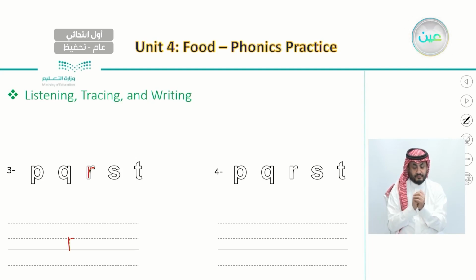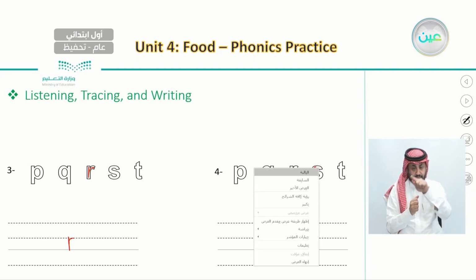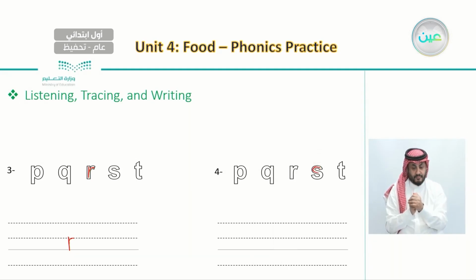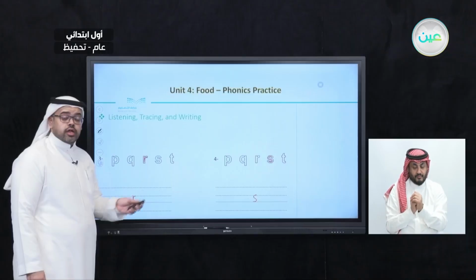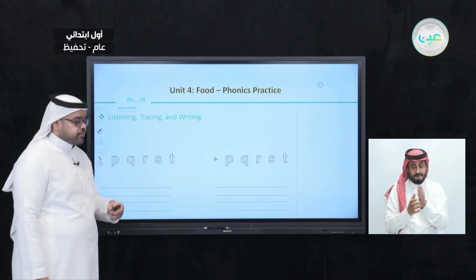S. So here we go. We go here and we trace letter S. And after we do so, we go here and try to write it down here on the line. Letter S. And let us move on to number 5.